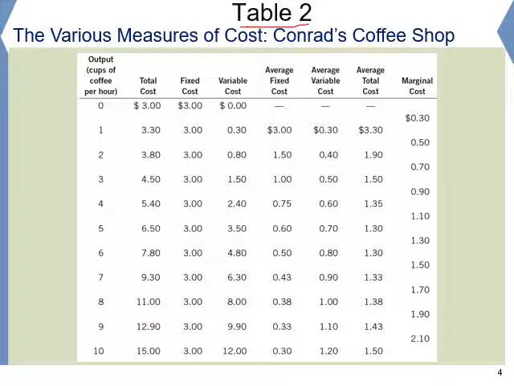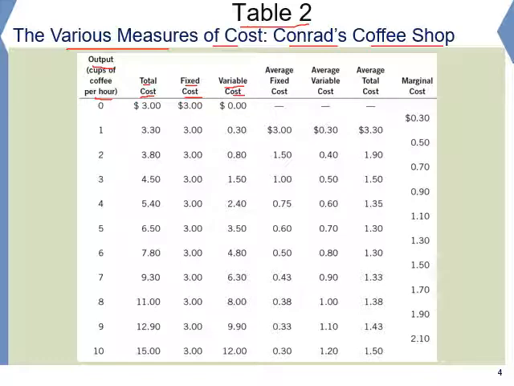Table 2 shows the various measures of cost for Corner Coffee Shop. The first column is about output, the cups of coffee produced per hour. The second column is the total cost of producing the coffee. The third column is the fixed cost for Corner. The fourth column is the variable cost.